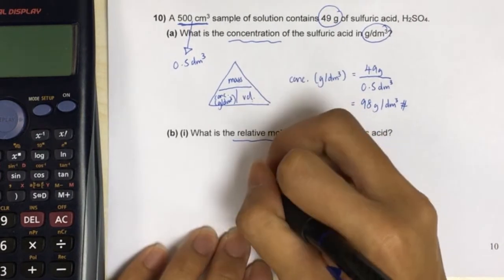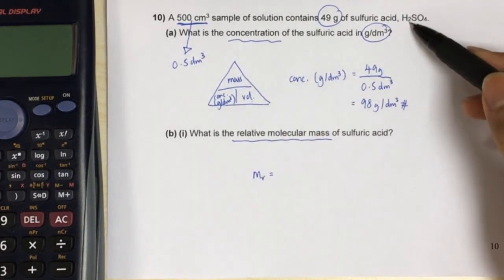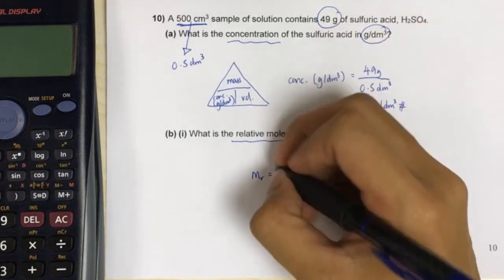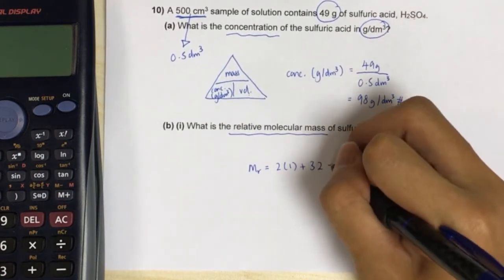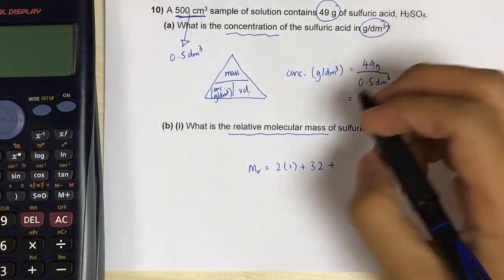As usual, for relative molecular mass, you should be able to find it out by yourself. So there's 2 hydrogen, which gives us 2 bracket 1, plus 1 of the sulfur, which is 32, and 4 of the oxygen, which gives us 4 bracket 16.